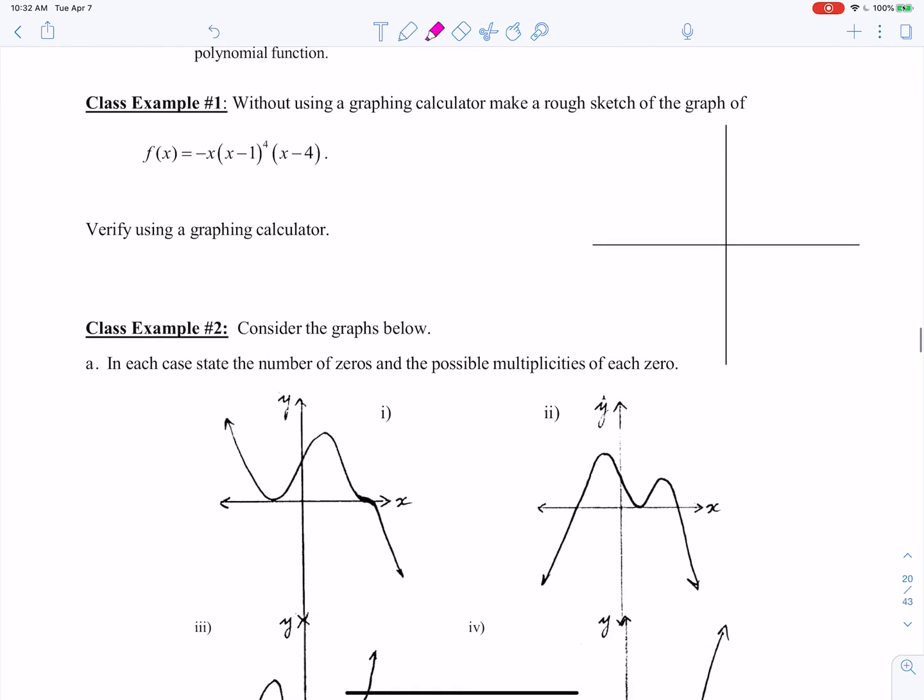Let's look at class example 1. Without using a graphing calculator, make a rough sketch of the following. Well, I have 3 zeros here. That one, I know, is going to hit the x-axis at 0. This one is going to hit the x-axis at 1. And because of the 4, it is going to be a point of tangency. This is going to hit the x-axis at 4, and because it's degree 1, it's linear, it's going to go straight through.